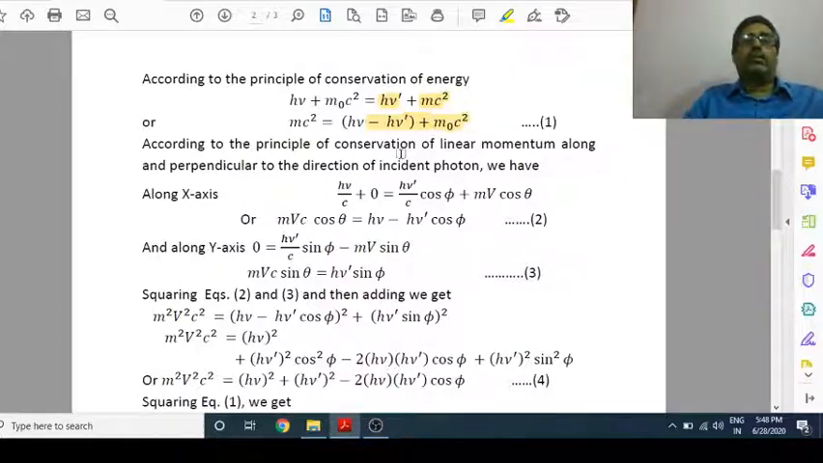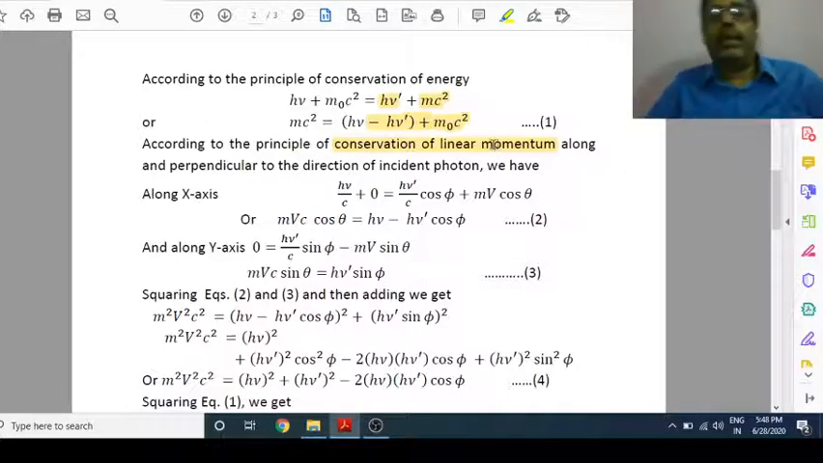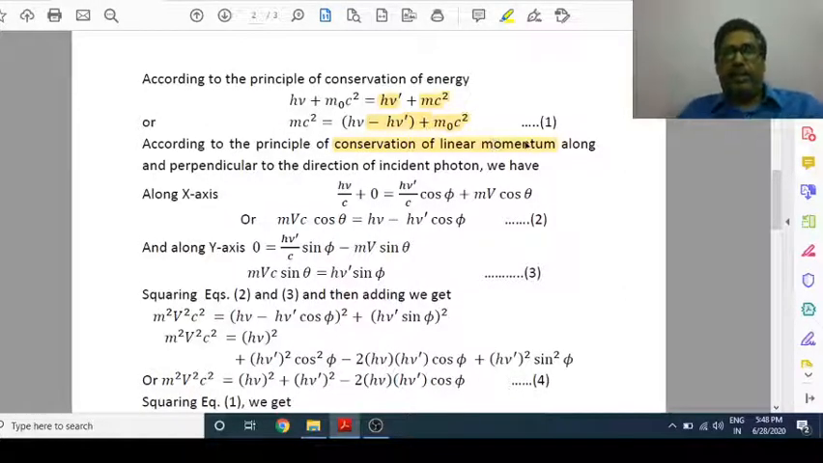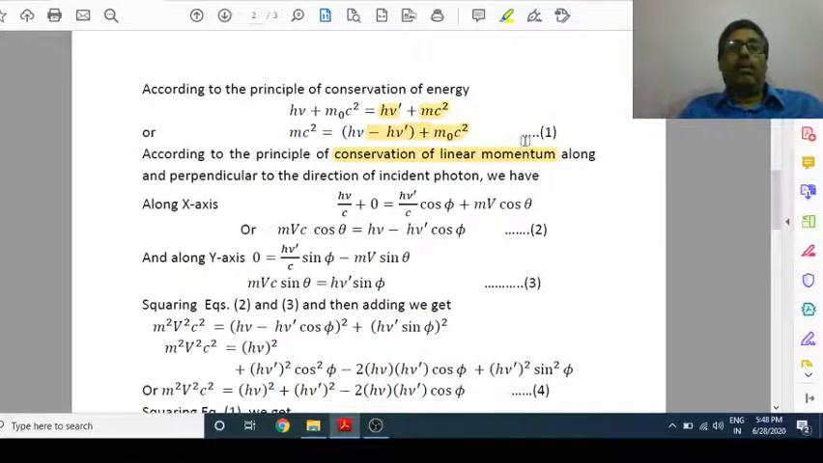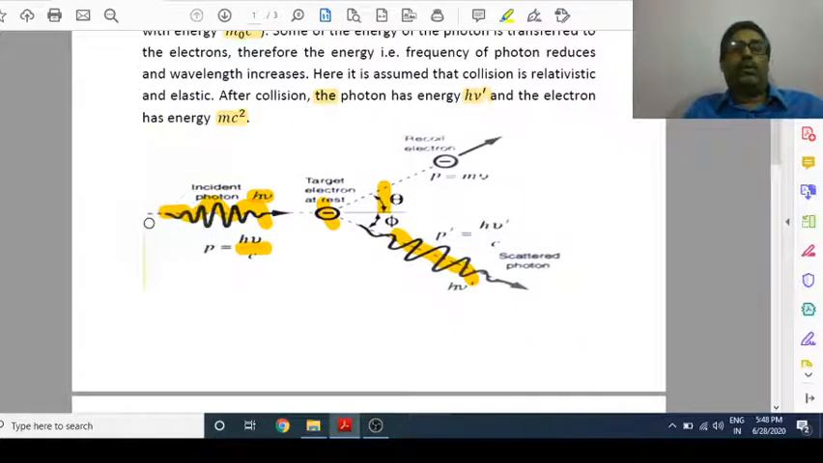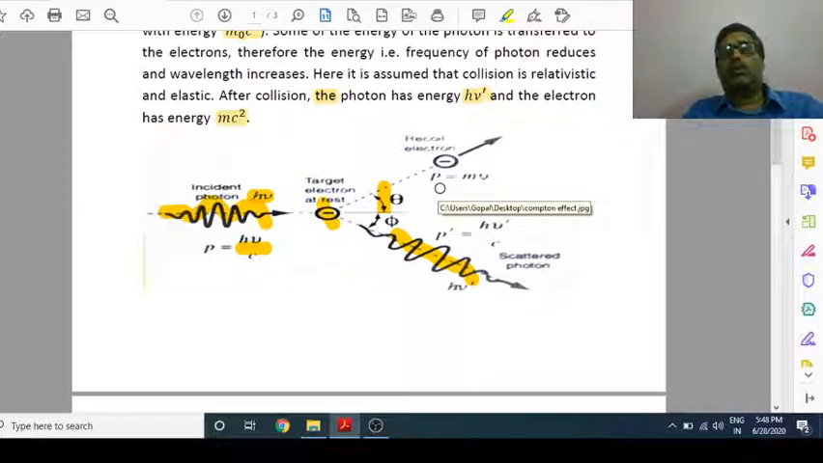Now we are going to consider the principle of conservation of linear momentum. Here the situation will be different. Why? Because momentum is a vector quantity, and it has a direction. So before collision, the photon is coming along the x-axis. After collision, the electron goes this side and the photon this side, so it is neither along the x-axis nor along the y-axis, and that is why we need to take its components.